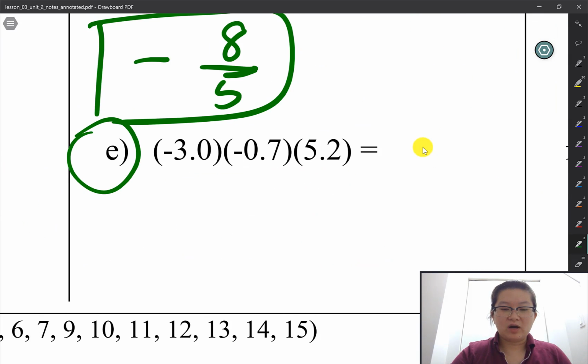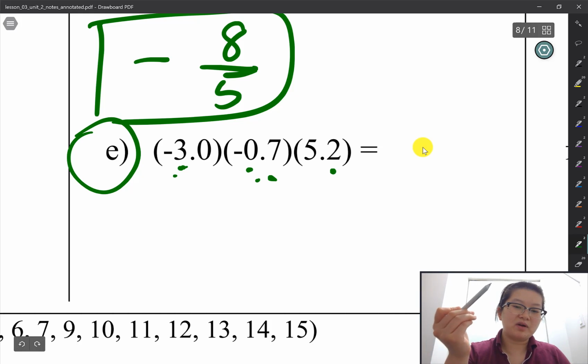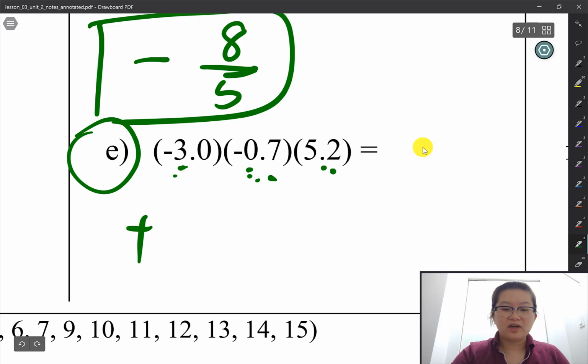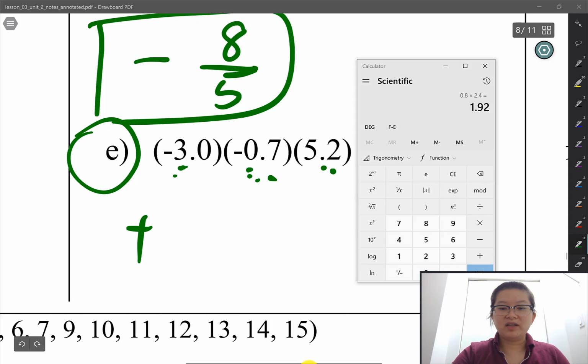Okay, E is my job. So the first thing I'm going to do is determine if my answer is positive or negative. I have 3 numbers, 2 of which are negative. So if I multiply them in order, I get negative times negative, which gives me a positive number. A positive number times a positive number will also give me a positive number. My final answer will be positive. So I don't need to worry about putting in that negative sign when I am putting these in my calculator.